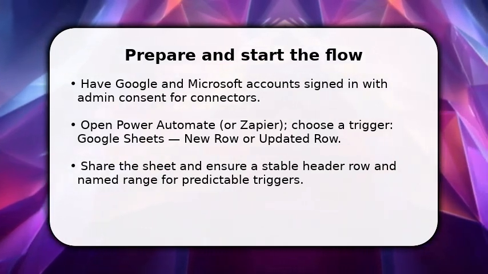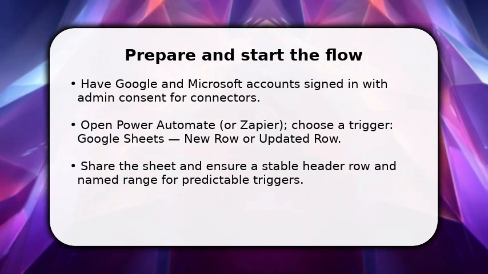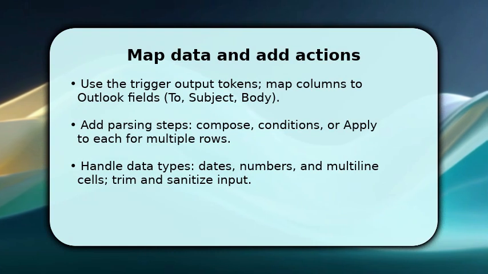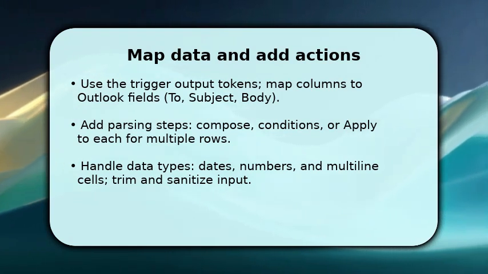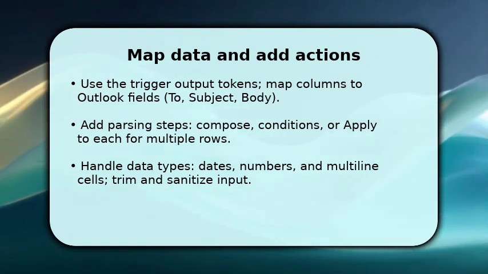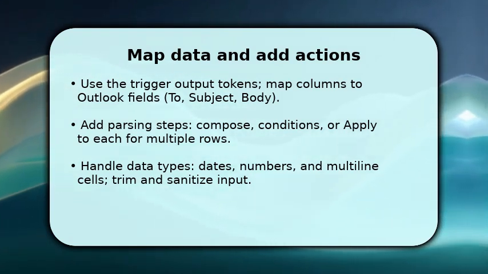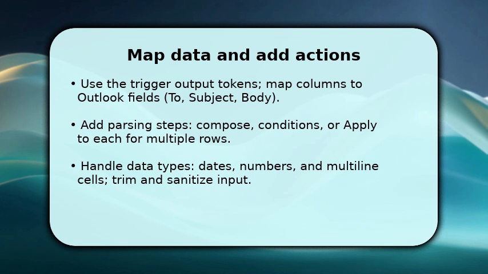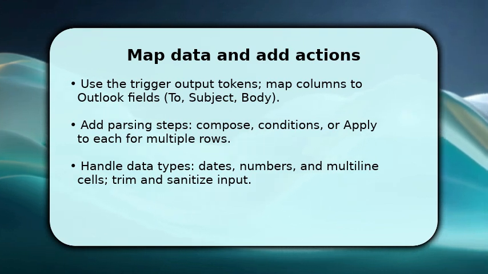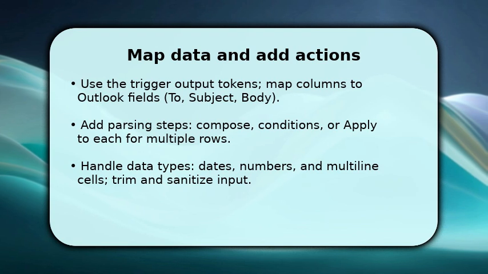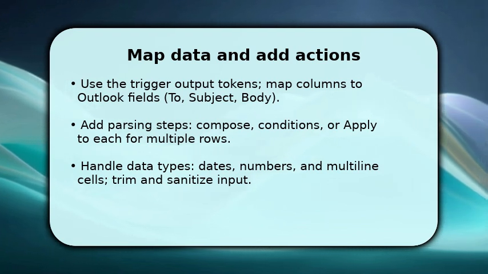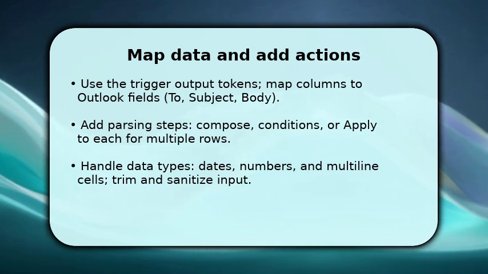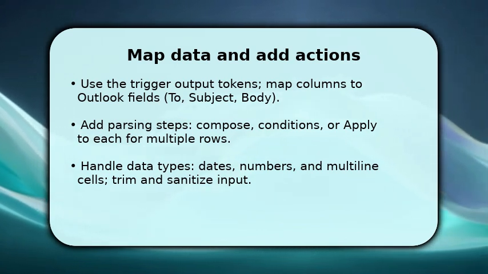Now you map the sheet columns to Outlook actions. Add an action, Office 365 Outlook, send an email, V2, and insert dynamic content from the trigger into to, subject, and body. If the trigger returns an array, add apply to each and process rows one at a time. Use compose or expressions to format dates and to concatenate fields and include conditions to skip empty rows. Make sure you trim whitespace and replace line breaks if the Outlook body needs plain text.